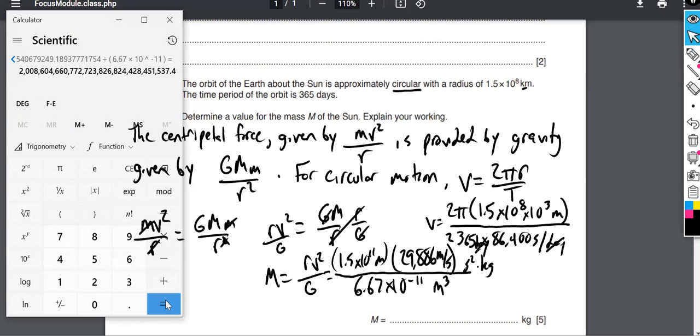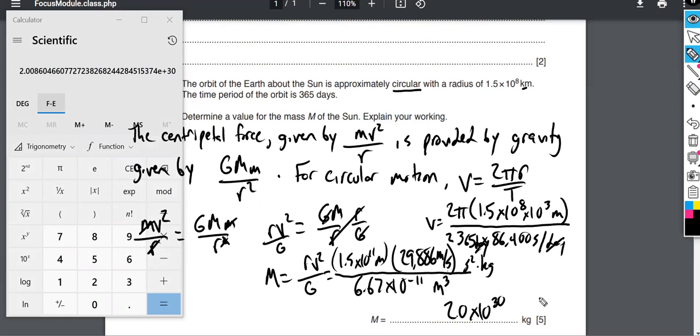You get a final answer of that, which is tough to read, so maybe I can change it to this form, exponential form, scientific notation. So we see that it's about 2.0 times 10 to the 30 kilograms is the mass of the sun based on our planet going around every 365 days at that distance.